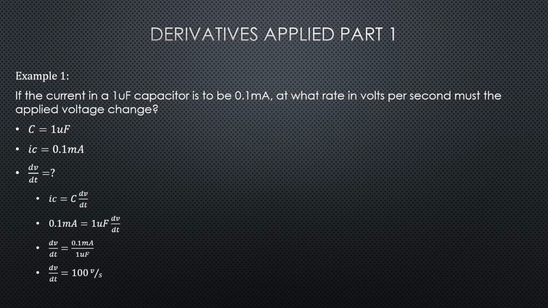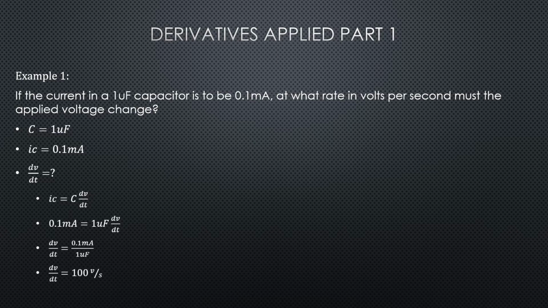So we know that we've got a capacitor of 1 microfarad. We know that the current through that capacitor is equal to 0.1 milliamps. And the question is asking for a rate. So whenever we see a question that's asking for a rate, we're thinking something dV/dt, or basically a derivative with dt on the bottom. And it's asking for a rate in volts per second. So now we know it's dV/dt, and that's what the question is asking for.